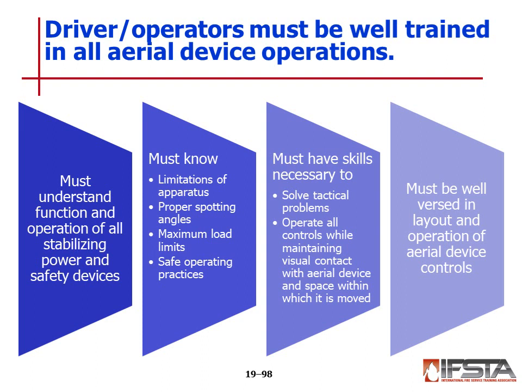The driver operator should also understand the functions and operations of all stabilizing, power, and safety devices. The driver operator must know the limitations of the apparatus, proper spotting angles, maximum load limits, and safe operating practices. The driver operator must have the skills necessary to solve tactical problems at the incident and operate all controls while maintaining visual contact with the aerial device and the space within which it's moving. If visual contact cannot be maintained, then an operator must rely on a spotter.